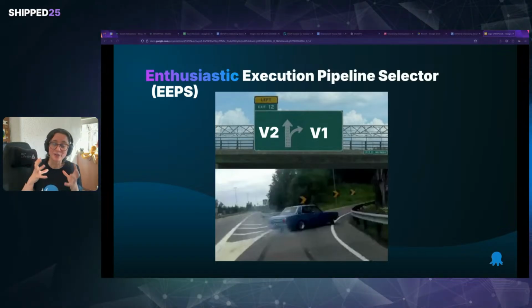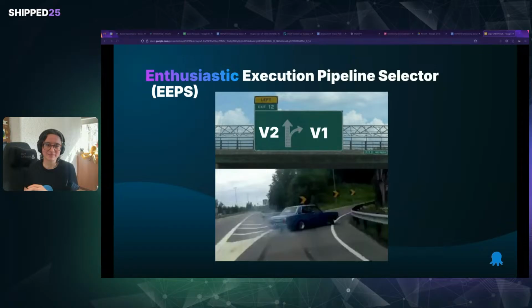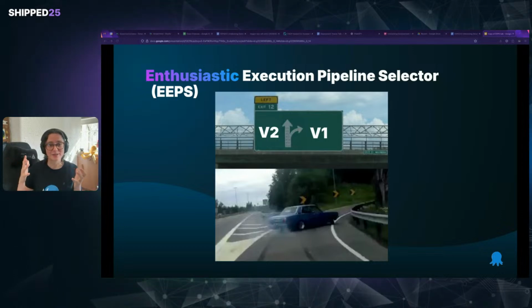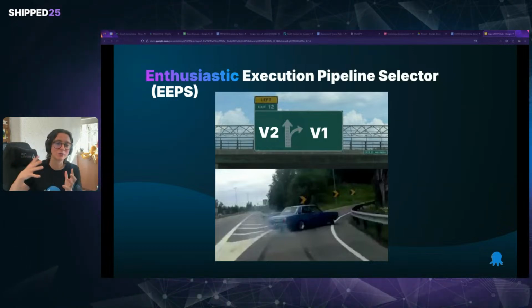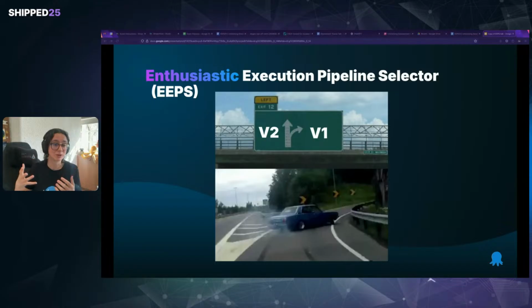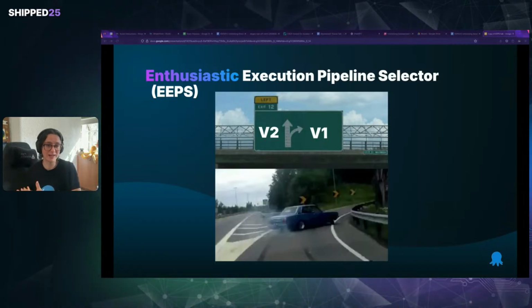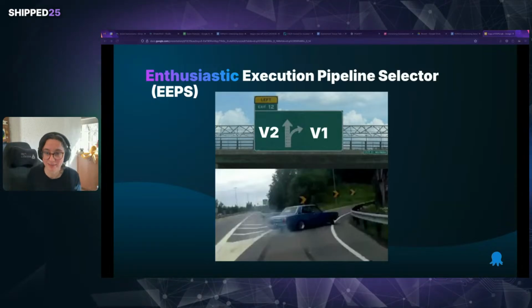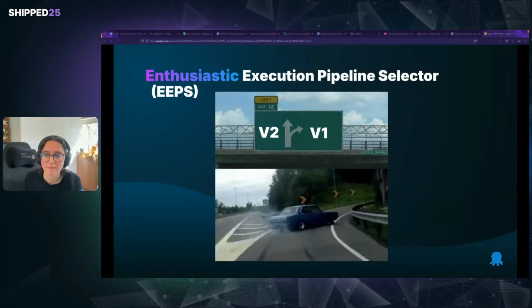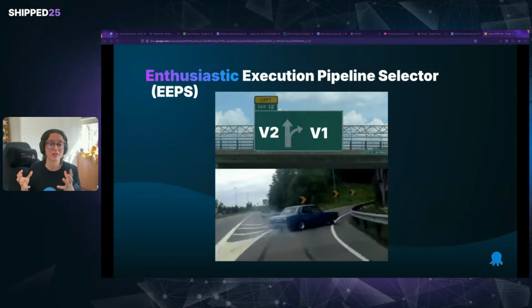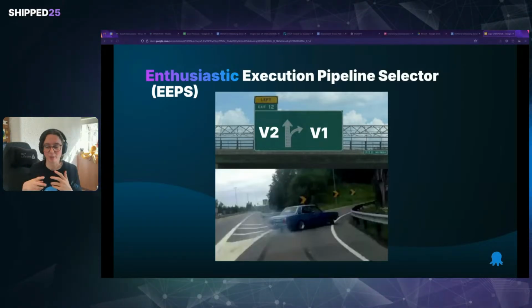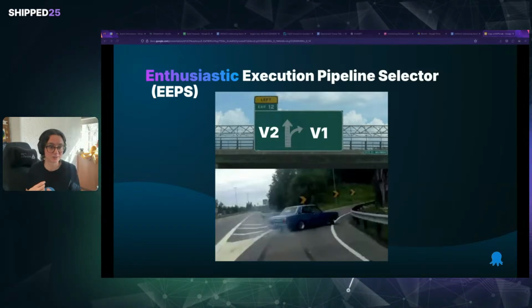So we called it the Enthusiastic Execution Pipeline Selector. And remember, the execution pipeline is the thing that actually knows how to run your deployments. It's enthusiastic because it will try to run as much, every single deployment that it can, on our new V2 pipeline, unless for some reason it has to run it back on our previous pipeline. So we wanted to get as much feedback on the new pipeline as possible. So we wanted this kind of enthusiastic paradigm where we were running as much stuff on it as possible, as early as possible.